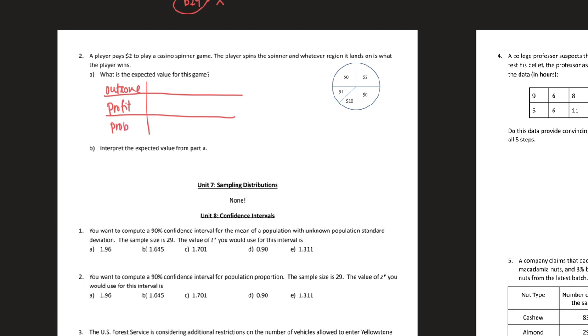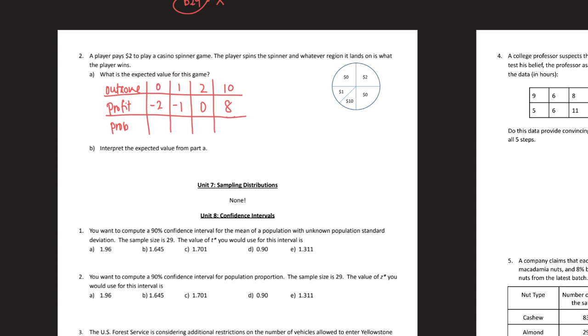So in this case, there are how many different outcomes? You can get $0, you can get $1, you can get $2, and you can get $10. So there's 4 different outcomes. And then for the profit, we have to subtract the amount that you pay to play. So you're paying $2. So if you land on 0, you lose $2, so it's going to be -2. If you land on 1, you're going to lose $1. If you land on 2, you have a profit of $0. And if you land on 10, you have a profit of $8.